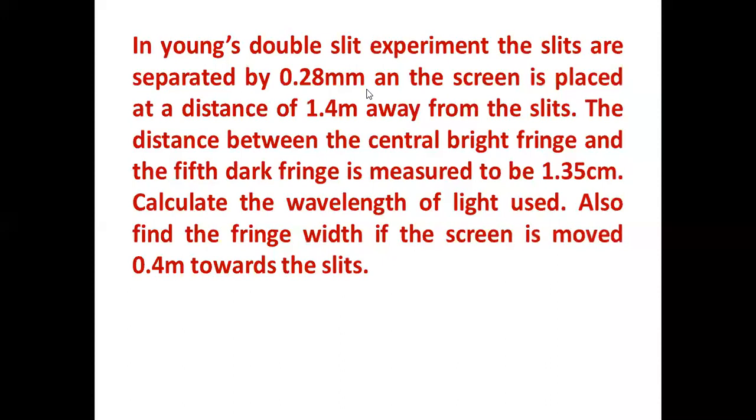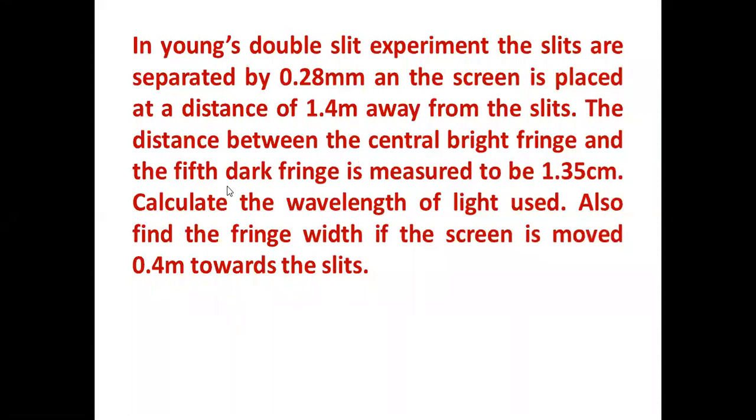In Young's double slit experiment, the slits are separated by 0.28 millimeter, and the screen is placed at a distance of 1.4 meter away from the slits. The distance between the central bright fringe and the fifth dark fringe is measured to be 1.35 centimeter. Calculate the wavelength of light used. Also find the fringe width if the screen is moved 0.4 meter towards the slit. Okay, the next part we will do at the end.